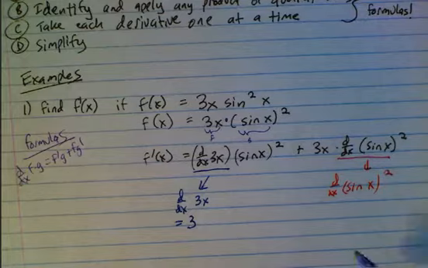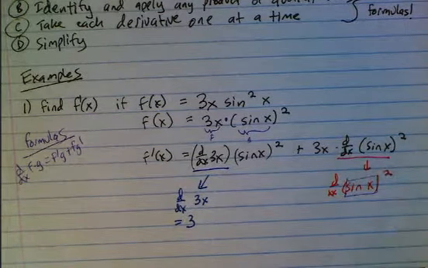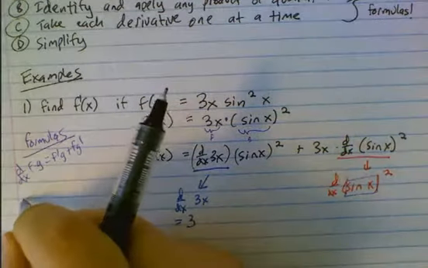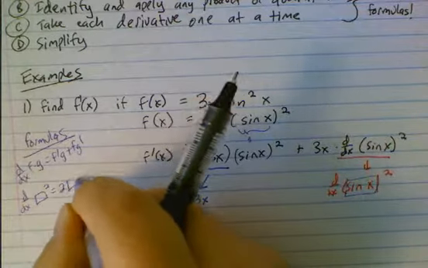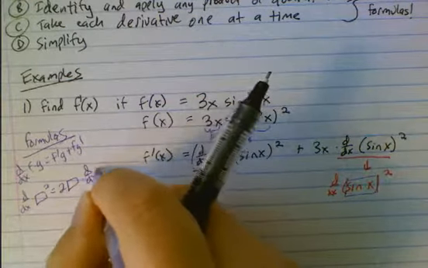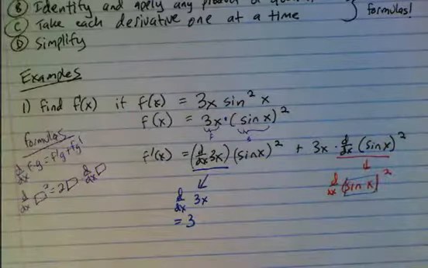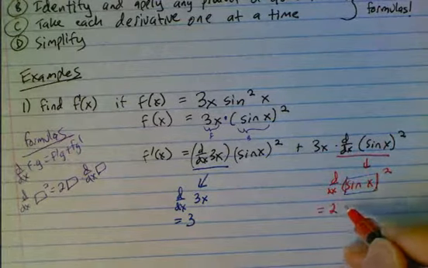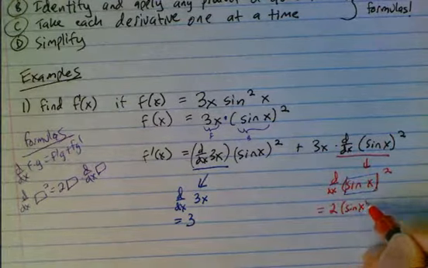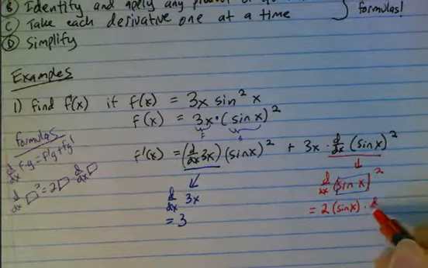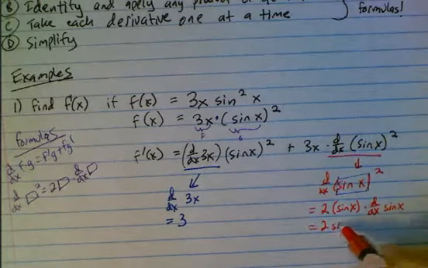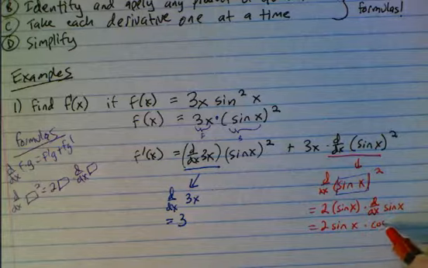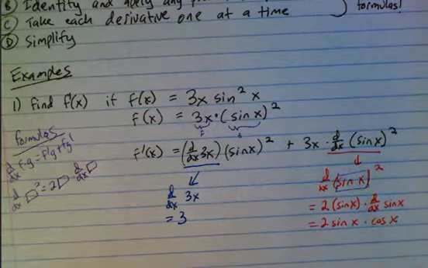Notice, however, that right here we have a box function, so I'm going to need another formula. The derivative of box squared is 2 box, derivative of the box. I'm going to apply that right here, so it's 2 box, which is sine x, times the derivative of sine of x. Derivative of sine of x is cosine of x, right there.